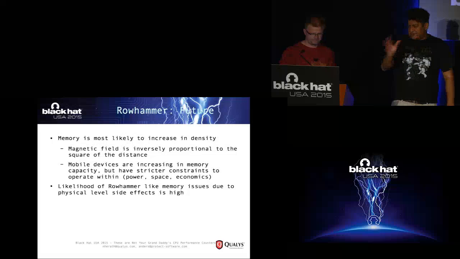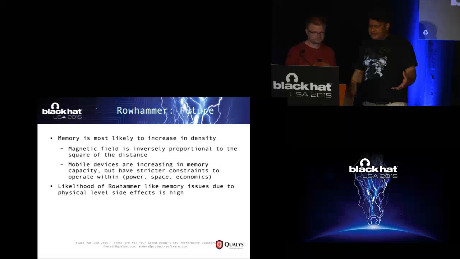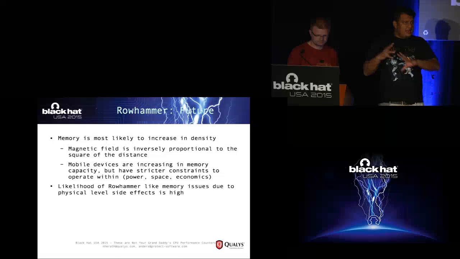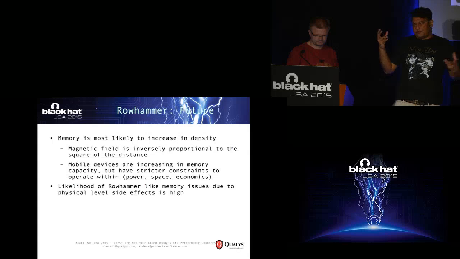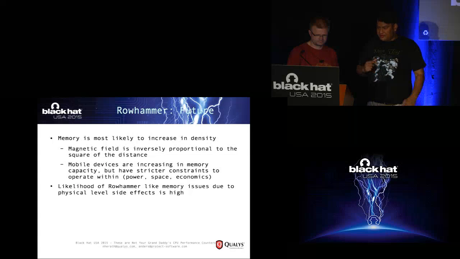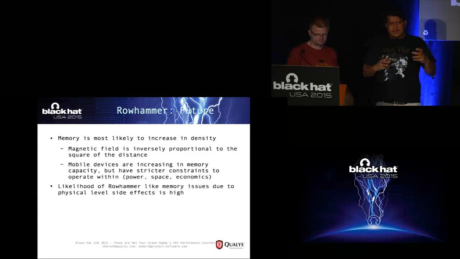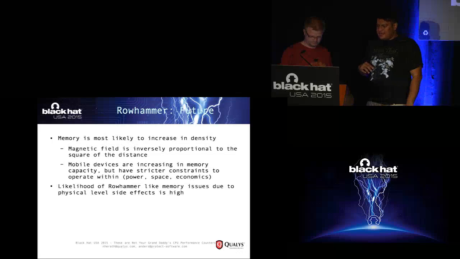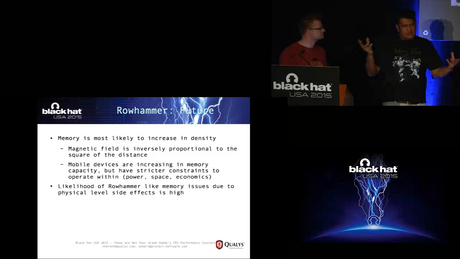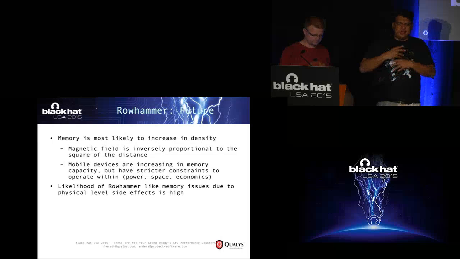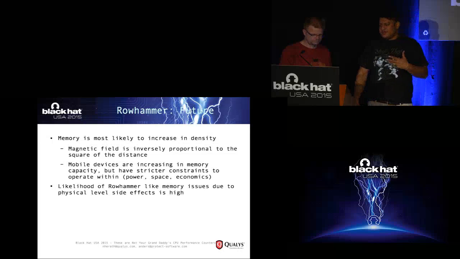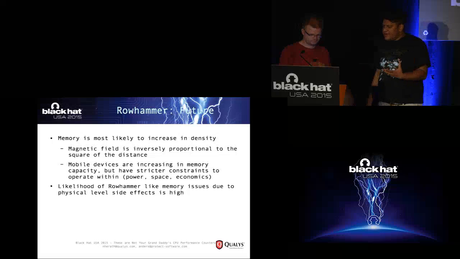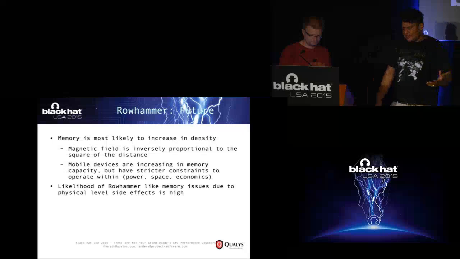And in general, memory is most likely to increase in density. The magnetic field properties are that the effect is inversely proportional to the square of the distance. So as memory gets more dense, this type of electrical disturbance issue is likely to become more and more prominent. And with mobile devices, where there's a smaller form factor and they're going into higher and higher memory, there are likely to be similar issues like RowHammer affecting these things in the future as well.